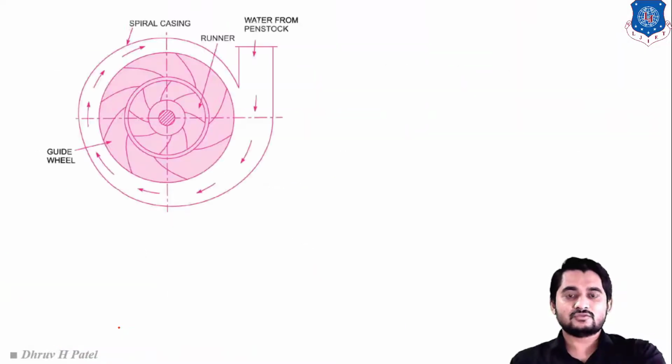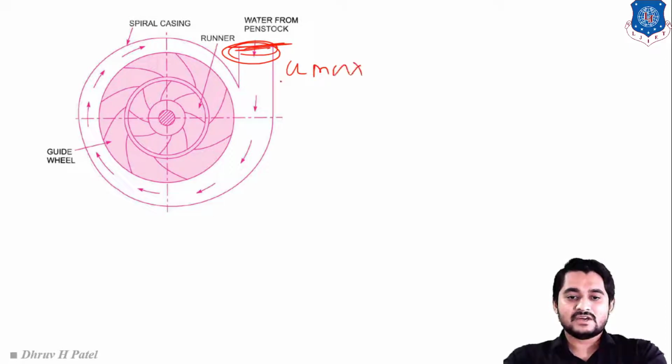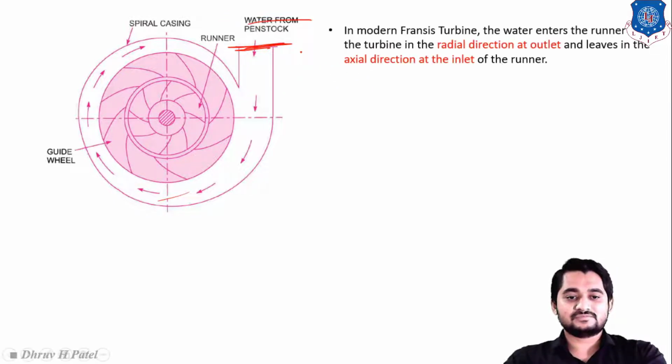Next is what you have to draw in the examination. In the examination you have to draw the side view of the turbine. From the side view it is very simple. It is the outer section of the turbine. With respect to the spiral casing, this area will be maximum, and as we go to the inner side, this area will be minimum. Clear students, right? Next, in the center, the shaft is there. On the shaft the runner is mounted, and after the runner, guide vanes or guide wheels are mounted, right?